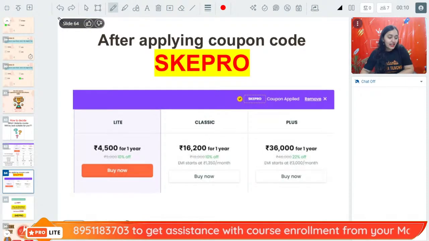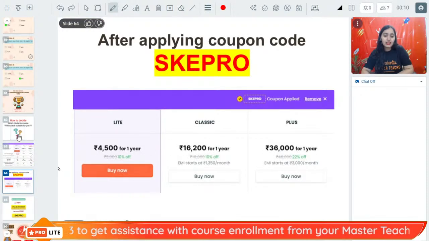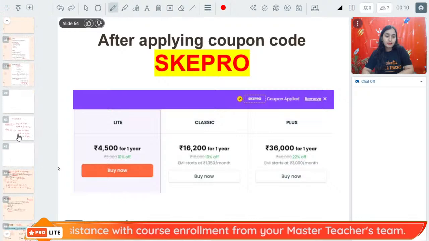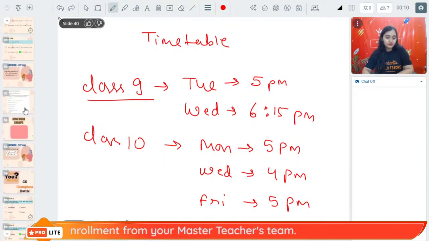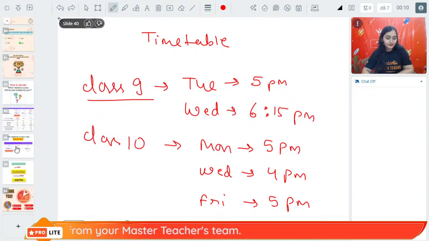Okay. Kanaya beta, the routine is this basically. This is the timetable. Okay.